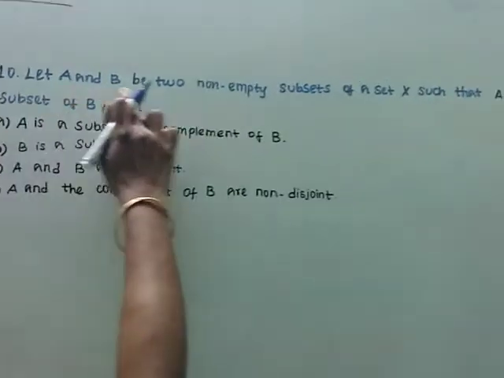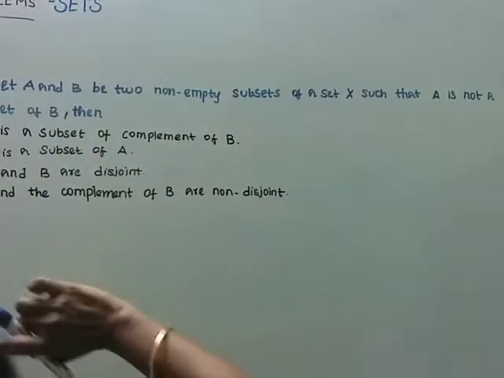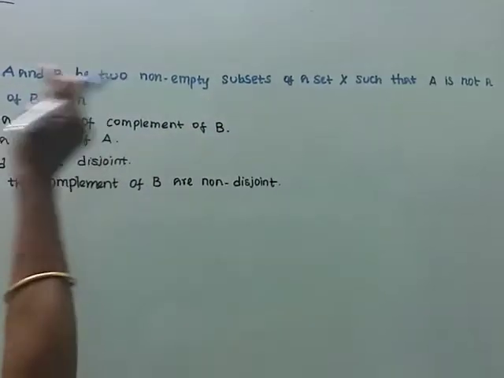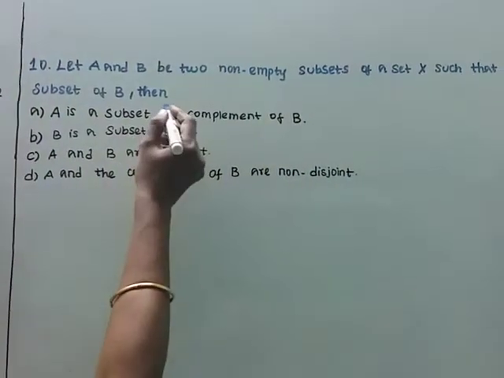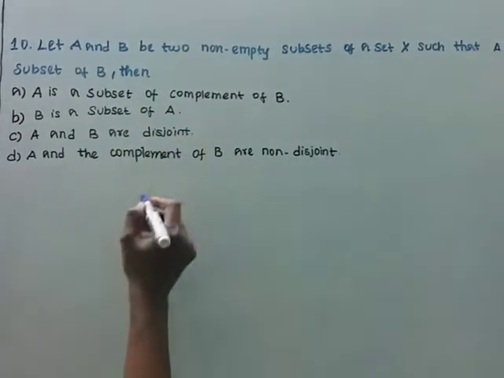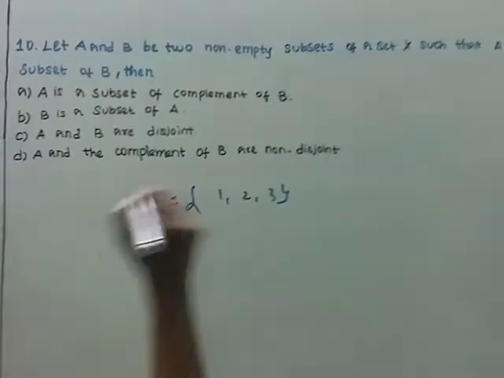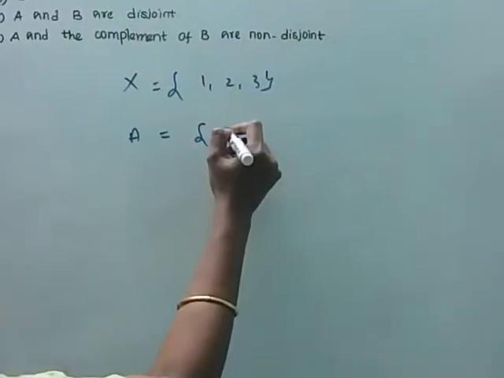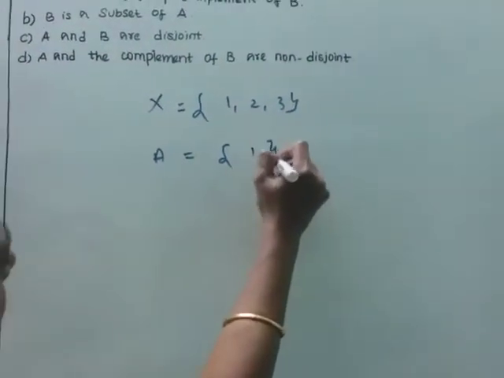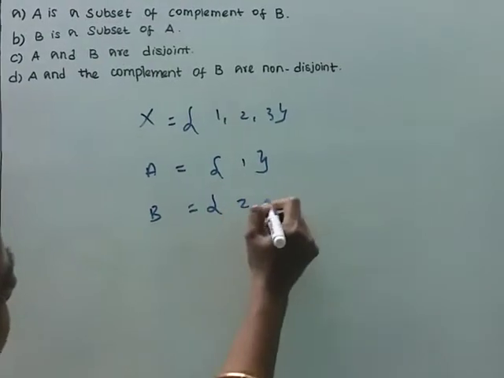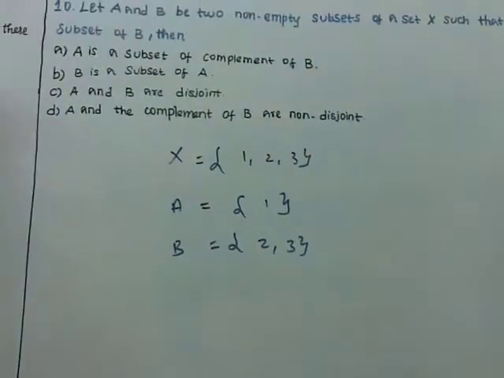Tenth sum. Let A and B be two non-empty subsets of a set X such that A is not a subset of B. Then A and B are non-empty subsets of X. So X we consider as {1, 2, 3}. A is not a subset of B. So A we can consider as {1} and B we consider as {2, 3}. Then clearly A is not a subset of B.